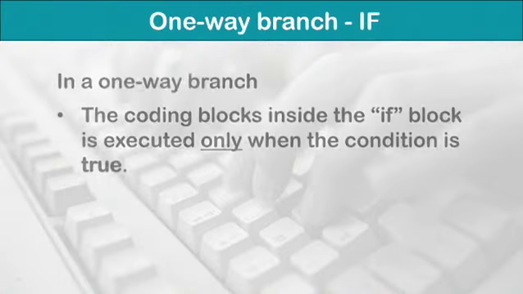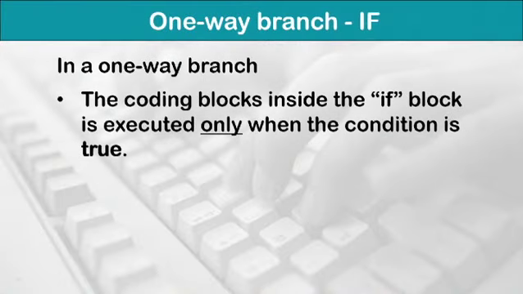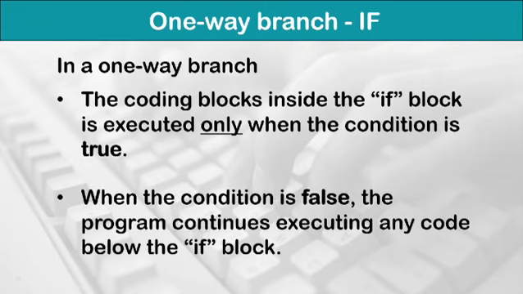Now we will have a closer look at both selection constructs, followed by some examples of how they are used in Scratch projects. Let us begin with the one-way branch if. In a one-way branch, the coding blocks inside the if block is executed only when the condition is true. When the condition is false, the program continues executing any code below the if block.